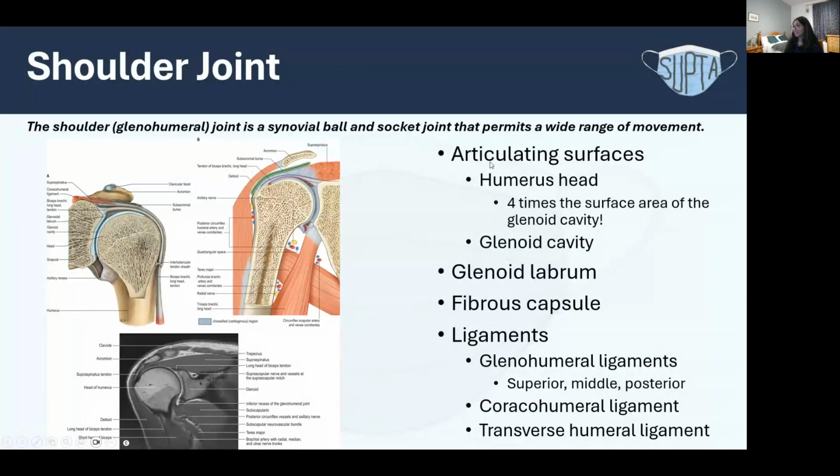Okay, there's the glenoid labrum. That's basically this part here, the part of the joint where it articulates. It has a fibrous capsule because it's a synovial joint, and there are other ligaments involved, like the glenohumeral ligaments, coracohumeral ligaments, and transverse humeral ligaments. As I mentioned, these are the ligaments that help with stability.